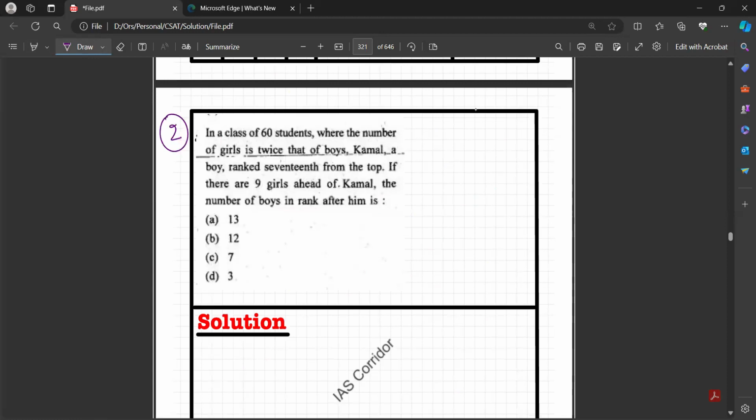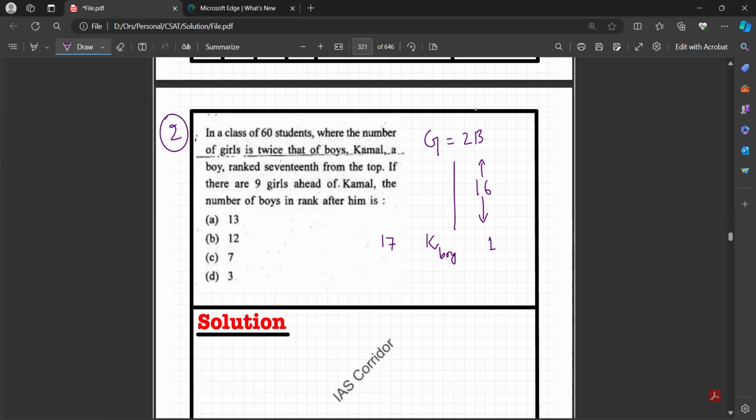In a class of 60 students, the number of girls is twice that of boys. Kamal, a boy, ranked 17th from the top. So from the top, Kamal is a boy who ranks 17th. That means this is the first one, and there will be 16 total ahead of him. Clear? And Kamal is a boy. If there are 9 girls ahead of Kamal, how many girls are there?